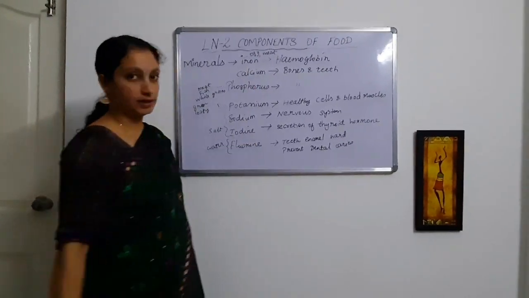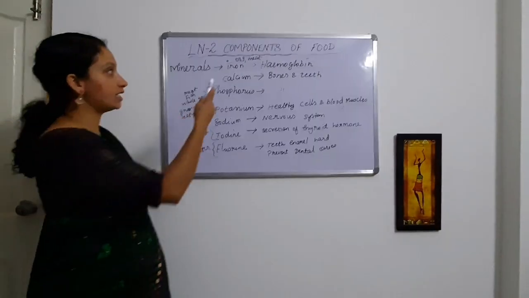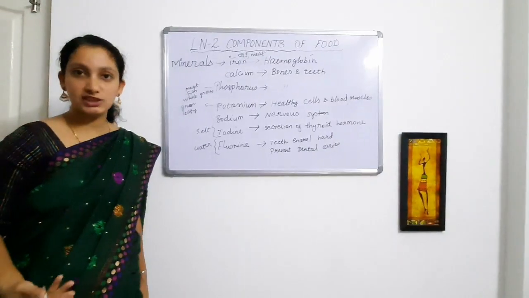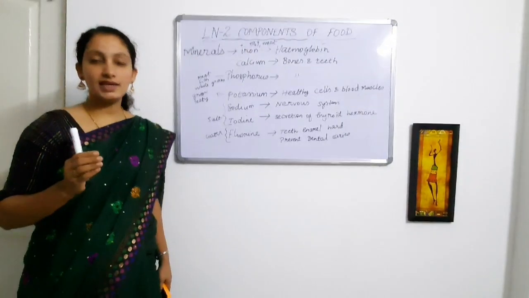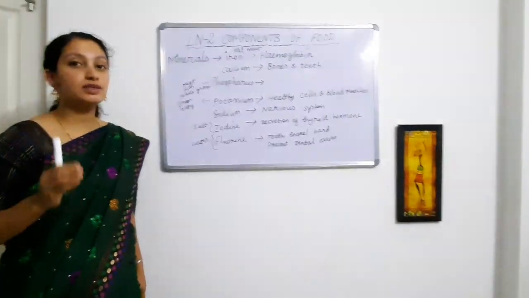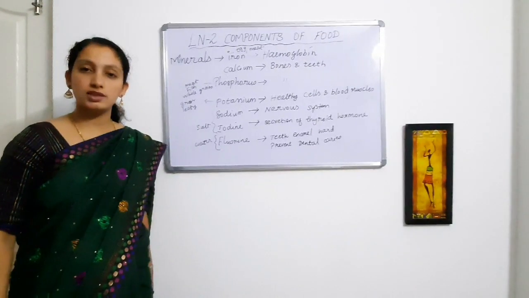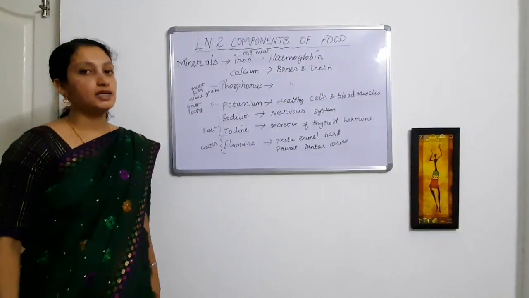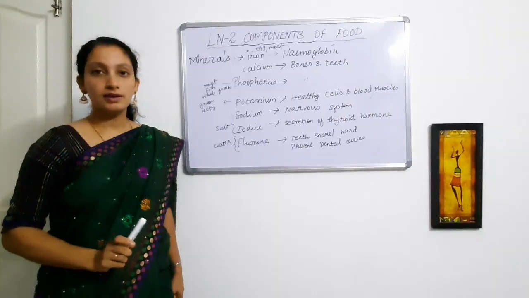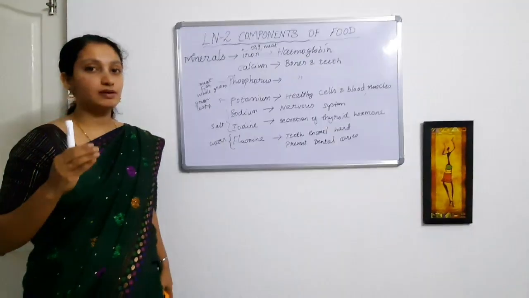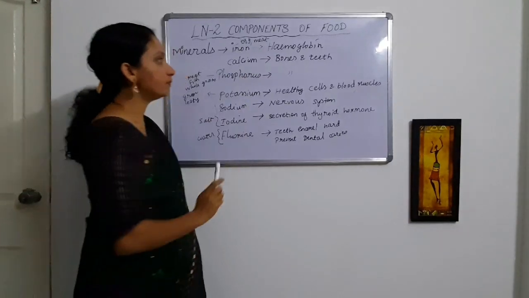The first one is iron. This iron is present in egg, meat, and leafy vegetables. What is the function of iron? It helps to produce hemoglobin, a red color pigment present in blood, which carries oxygen to different parts of your body. So if you are not including iron containing foods, hemoglobin formation will be a slow process in your body.